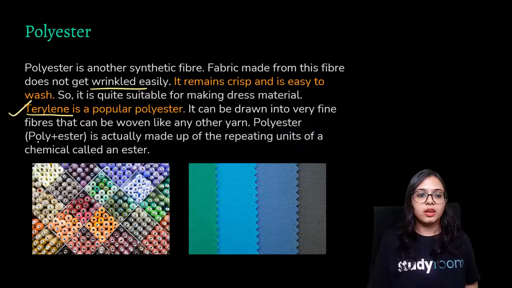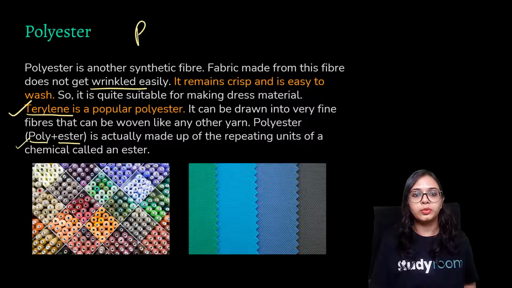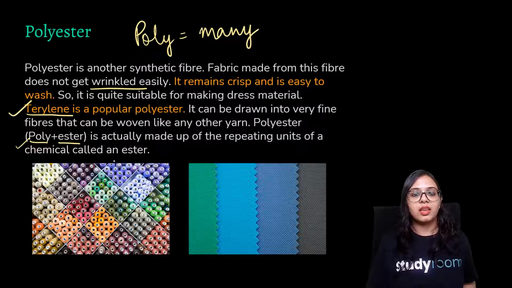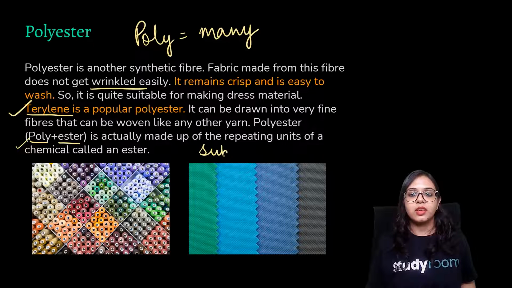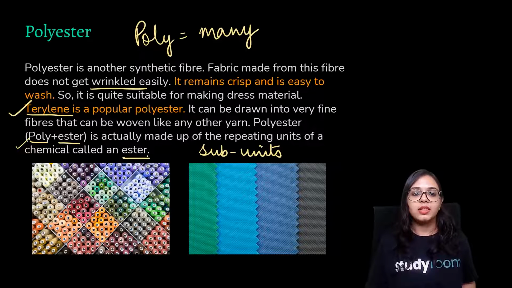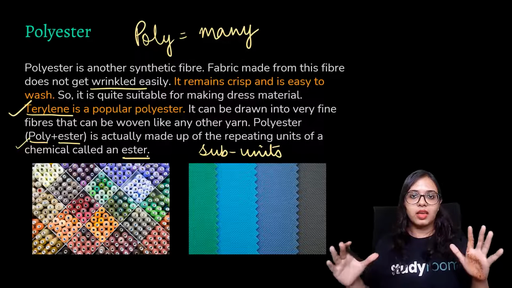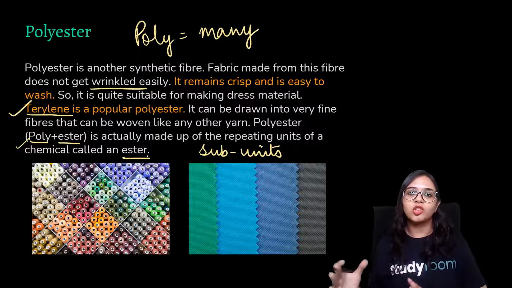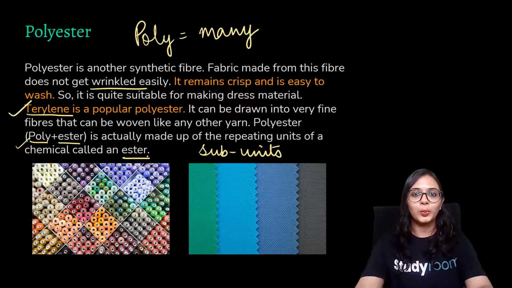Polyester can be divided as poly plus ester. Poly means many, like I had told you earlier in the word polymer. So poly means many and ester is a chemical. So polyester is actually made up of repeating units, the subunits of a chemical called ester. So in polyester, the repeating subunit is that chemical ester, and when you get these esters together in larger and larger chunks, you get the synthetic fiber polyester.